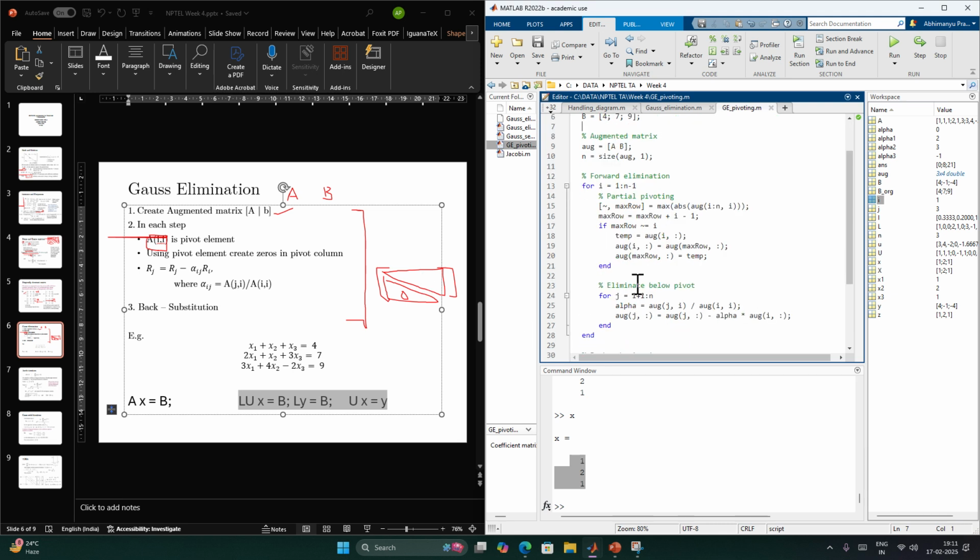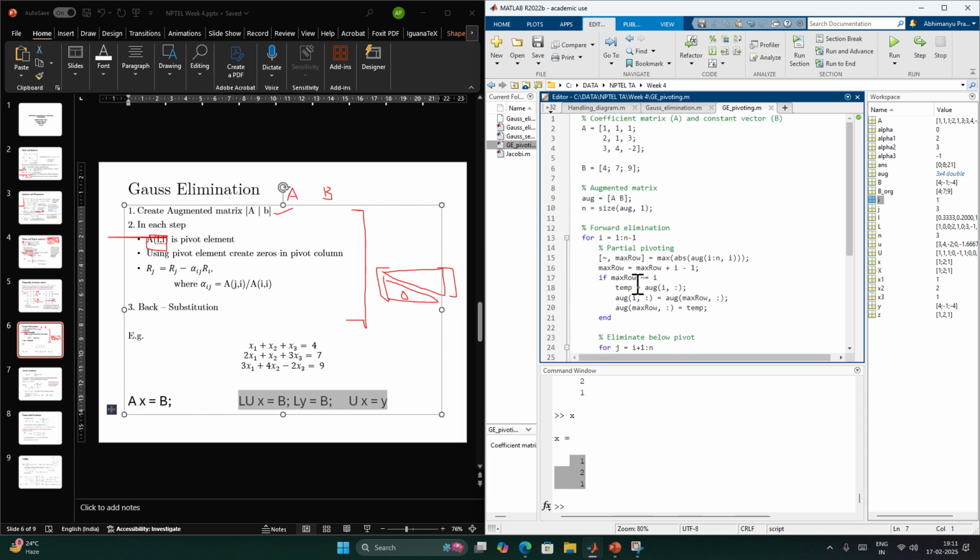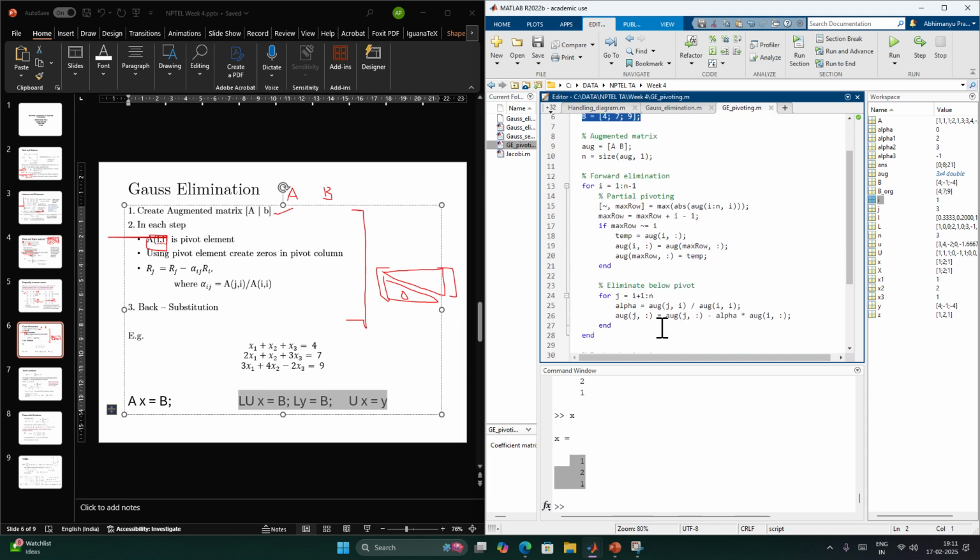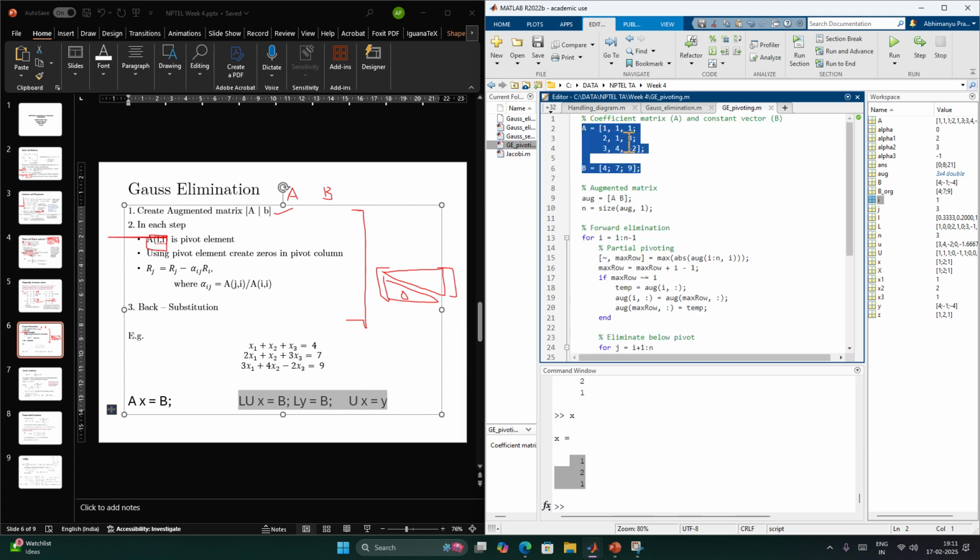Now let us look at the pivoting part. So for the same problem, we will be doing a pivoting operation where we will be taking the third row to the second, the second row to the first, and the first row to the last one. Okay.